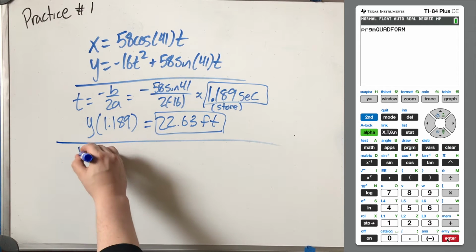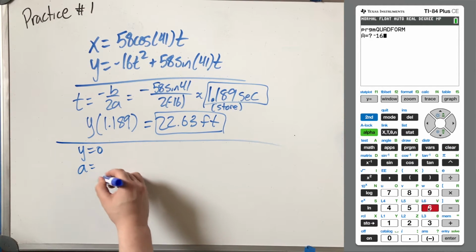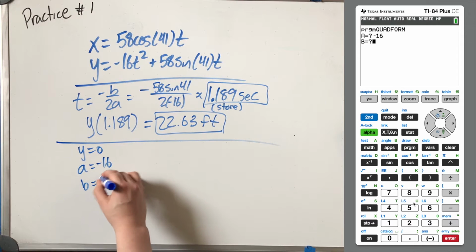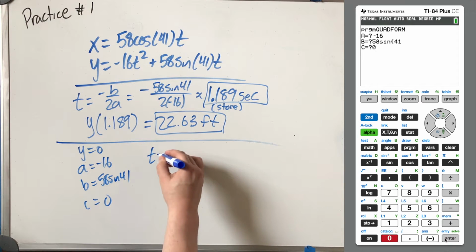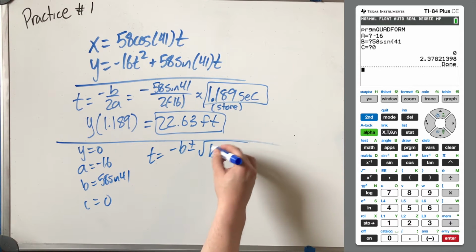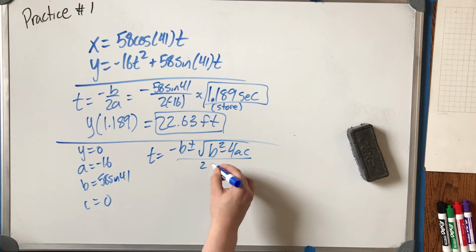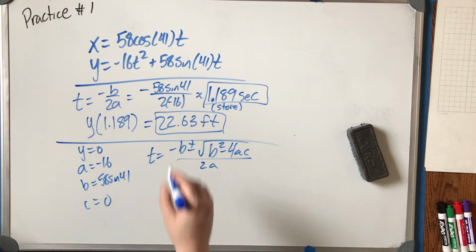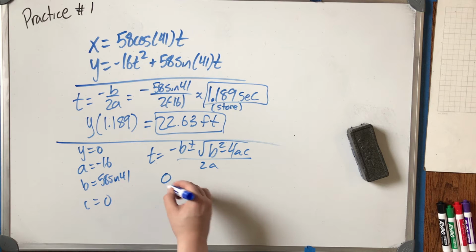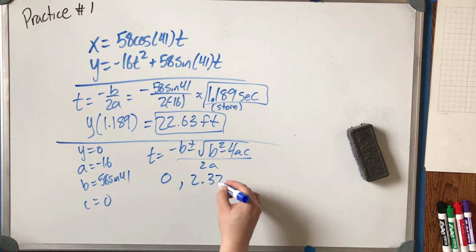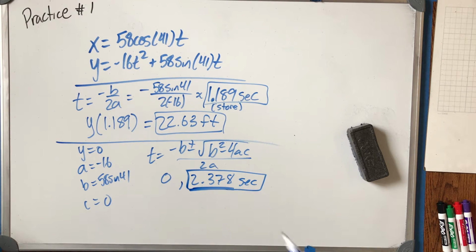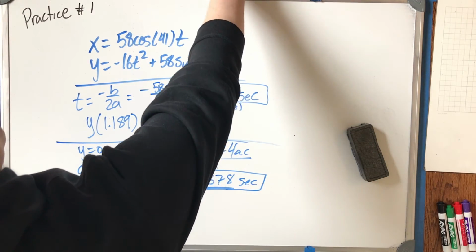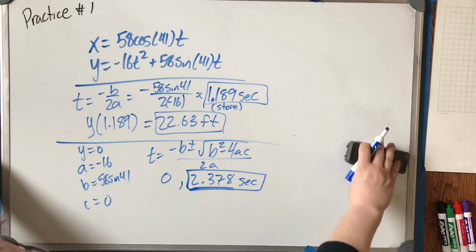When will it hit the ground? So it hits the ground when y equals 0. So I'm just going to note what a, b, and c equal, and then write out the quadratic formula. I hope you're singing along. No? Okay. I'm going to use the program in the calculator. That's going to give me 0 and 2.378. So it will hit the ground at 2.378 seconds.